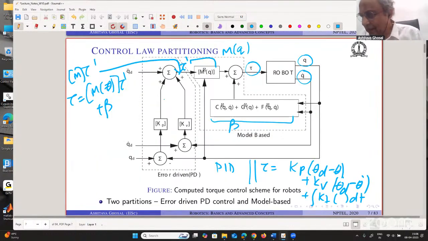So at this place you have Kp into theta d minus theta, and this is Kv into this, and then you add to this and you get tau prime, and then you do this. Okay, I don't know whether this is clear. This is what we mean by model-based control, and this is what we mean by linearizing and decoupling. So it is linearized in the sense that the effective system is now a set of linear decoupled error equations.